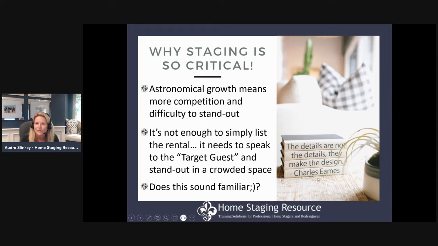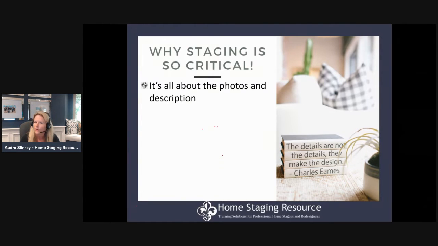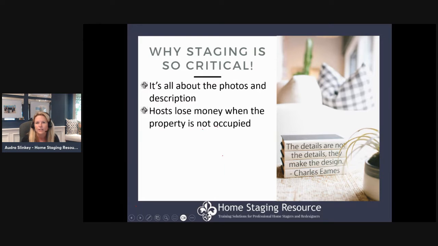So for those of you that are stagers, does this sound familiar? This is why it was a natural progression for a lot of my stagers to add this to their services, because similar to staging, you want to stand out. It is about those photos. People are scouring Airbnb listings, looking at that first photo, looking at the photos behind it, looking at the description to make sure it's a fit. They have choices. So it is about standing out, making it look good.